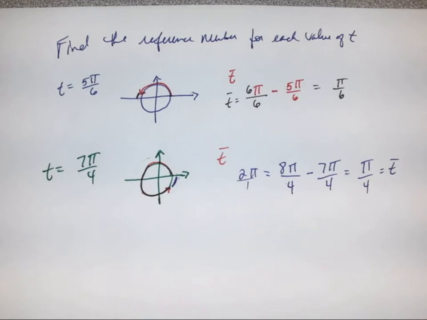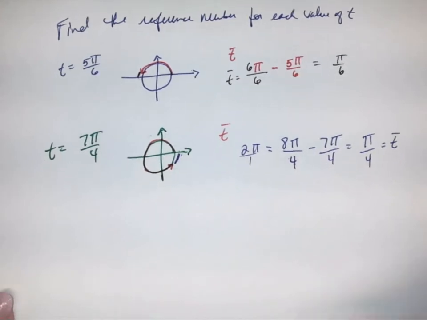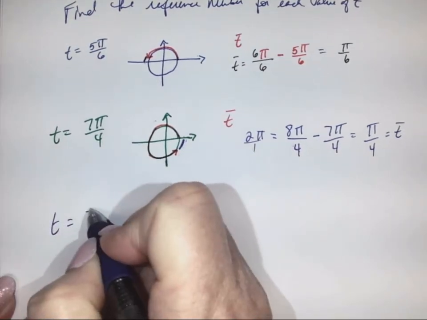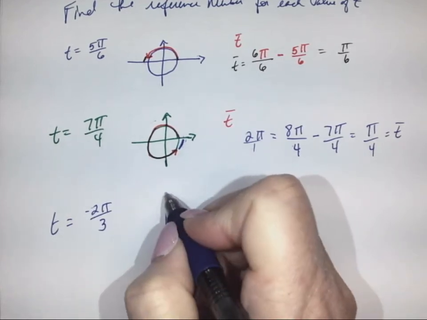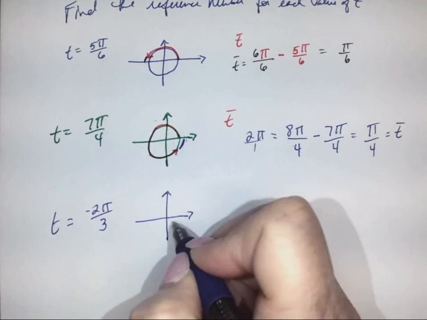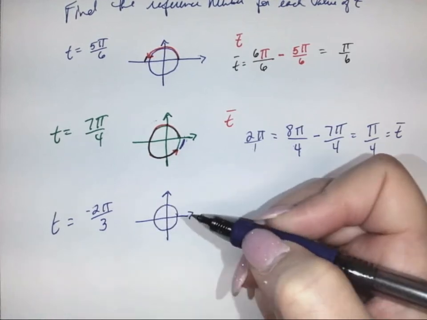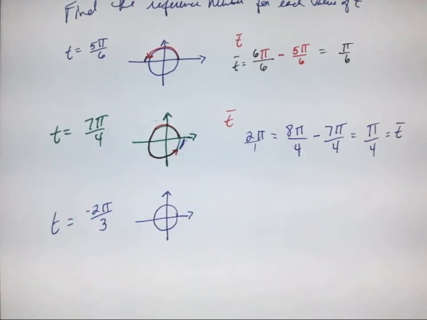All right, let's look at another value. So we have t is equal to negative 2 pi over 3. So again, let's draw our unit circle to get us started. You don't always have to draw it, but it helps to see what you're trying to do here.